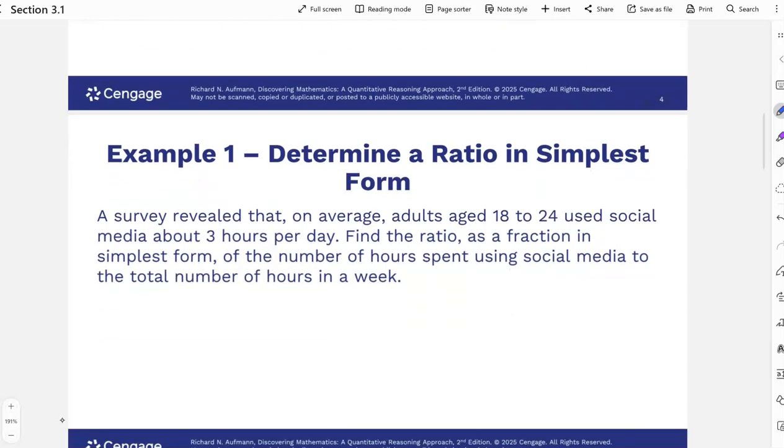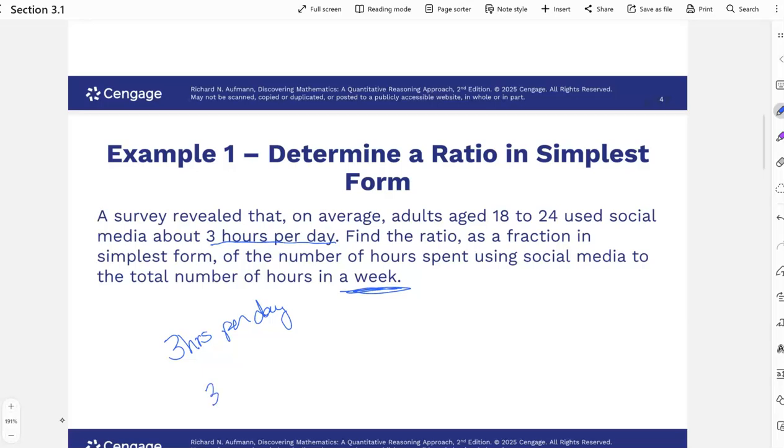So let's look at an example. A survey revealed that on average, adults age 18 to 24 use social media about 3 hours per day. We want to find the ratio as a fraction in simplest form of the number of hours spent on social media to the total number of hours in a week. So we're comparing in terms of a week. We know there's 3 hours per day. So then how many hours are there in a week?